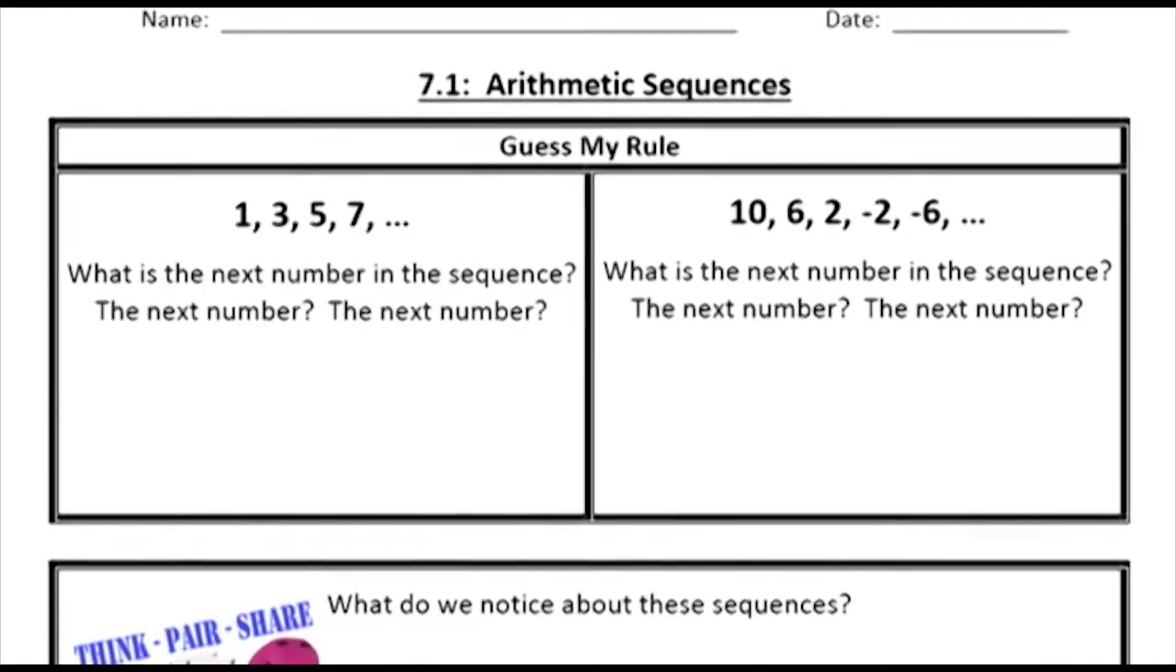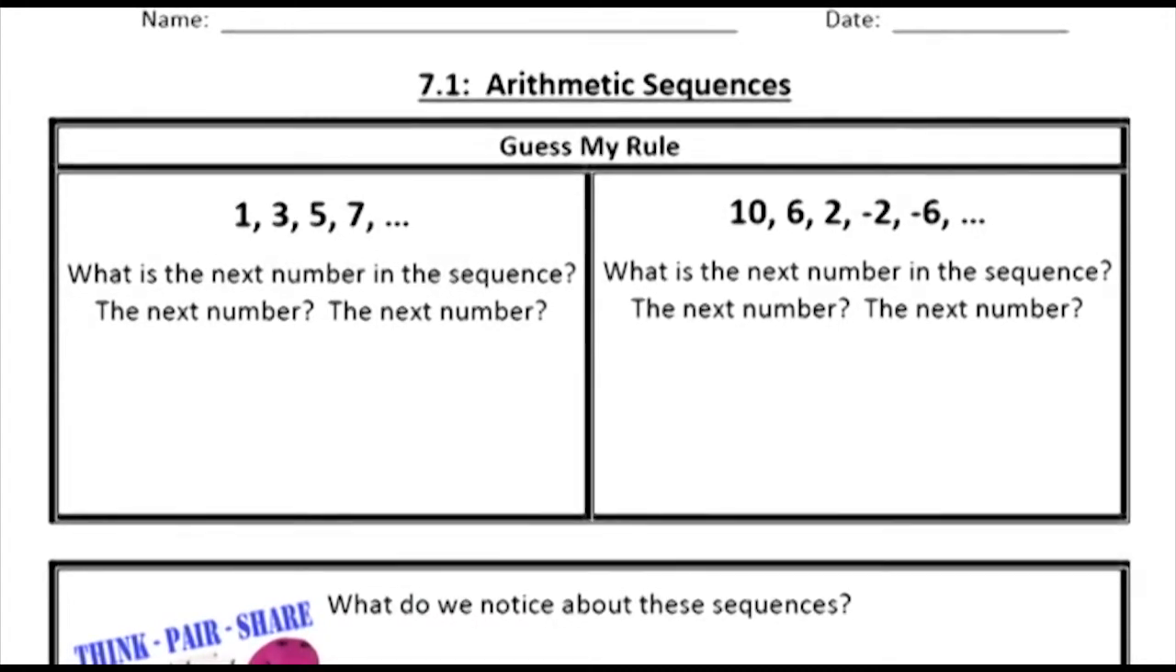Welcome to 7.1. We're talking arithmetic sequences. In front of you, you have two sequences, two sets of values, each with their individual terms or values in a specific order. They follow some kind of rule or algorithm. It's your job to find the rule for these two. Pause and try to find the next couple values.